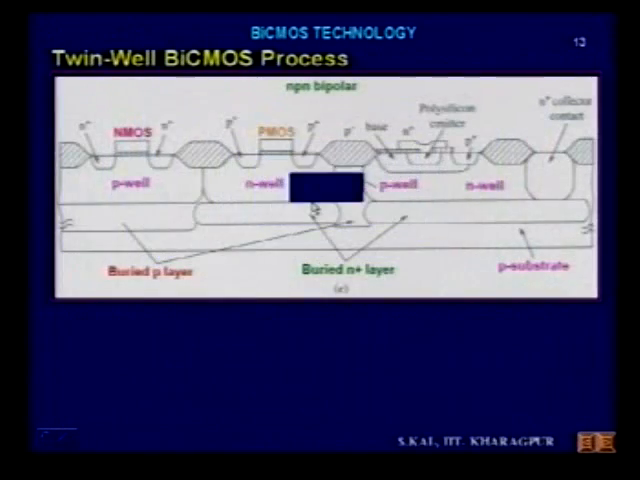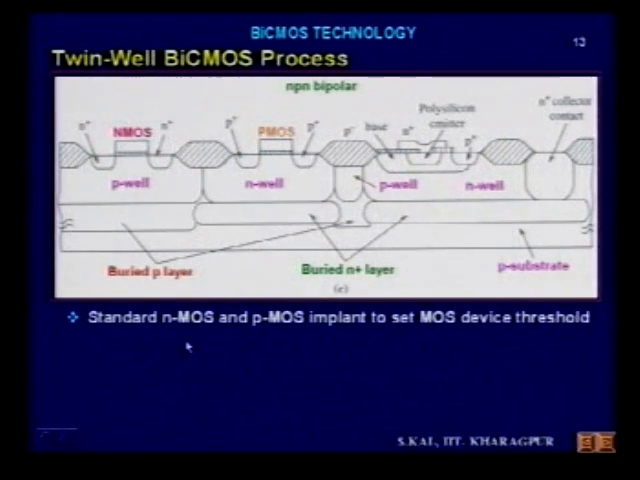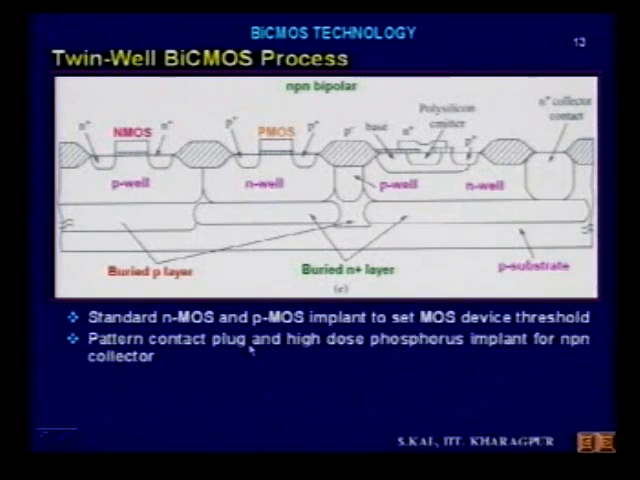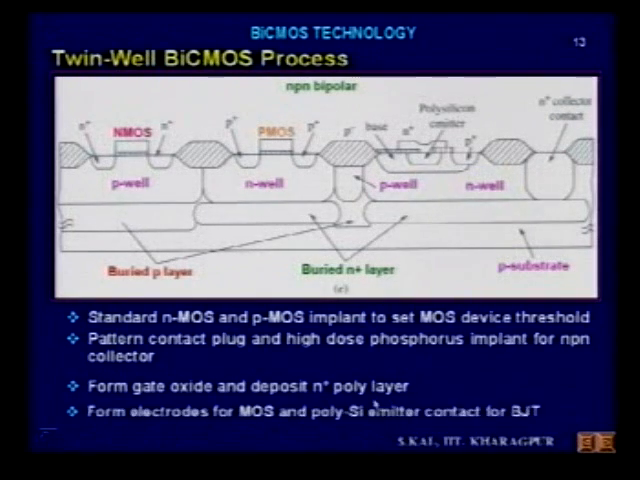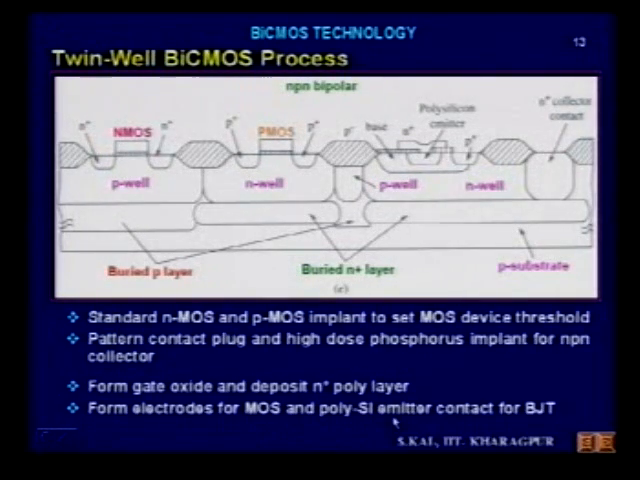And ultimately, the twin-well BiCMOS process gives this structure. Standard NMOS, this is the PMOS, implant to set MOS device threshold. Pattern contact plug and high-dose phosphorus implant for NPN collector. Form gate oxide and deposit N plus poly layer. Then form electrodes for MOS and polysilicon emitter contacted BJT.